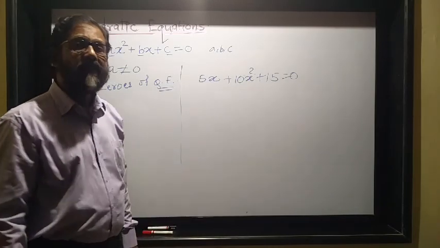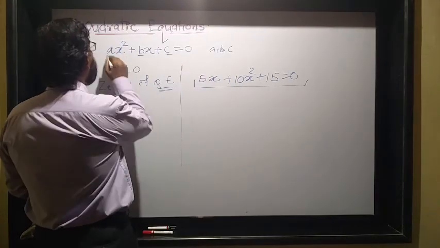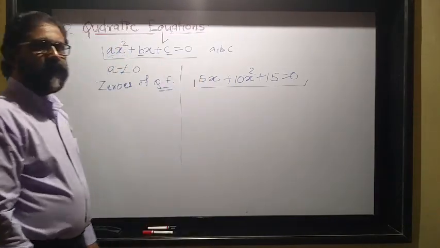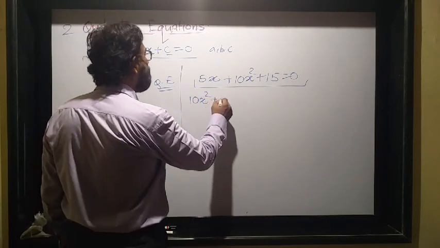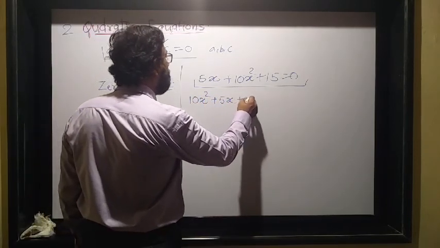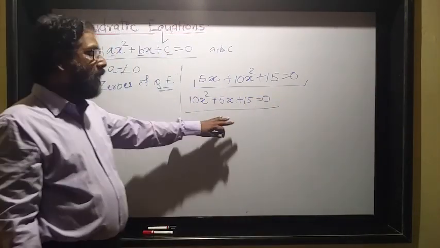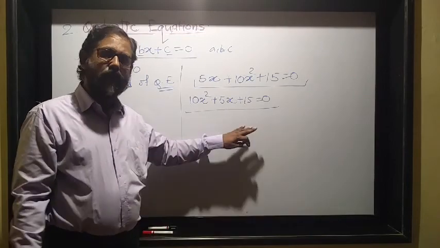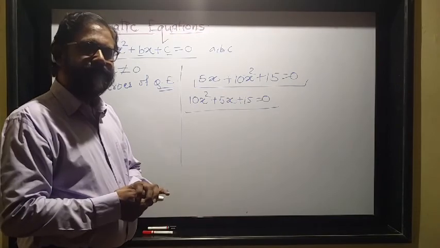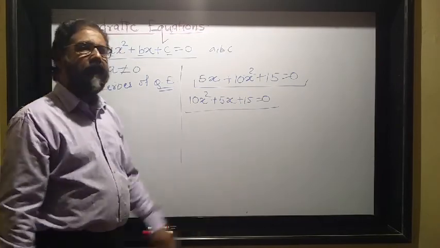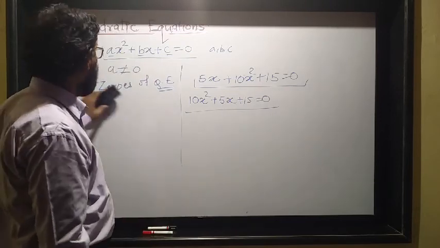But when you have to write it in the standard form, you have to write 10x square plus 5x plus 15 is equal to 0. This is the standard form. In the examination, you are asked to write down the standard form for 1 mark. And that is why it is very important to understand the standard form of quadratic equation.